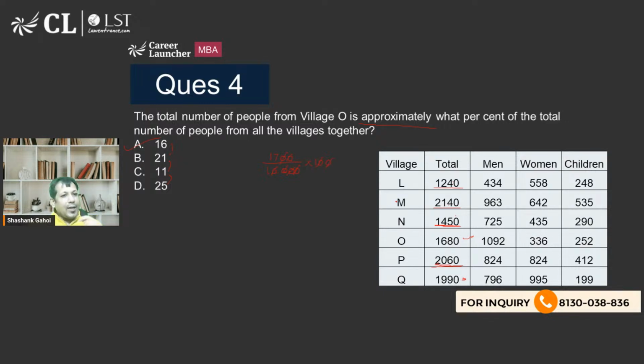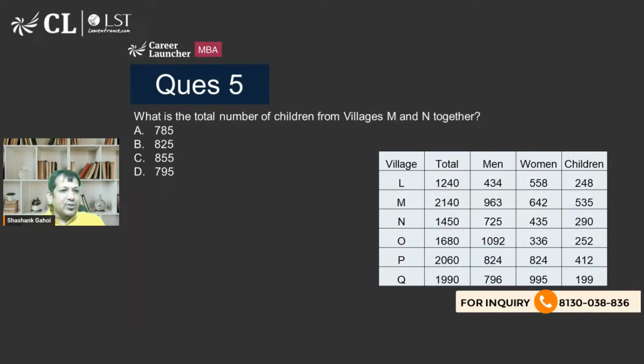Again, whether you should approximate or not depends on the options you have. Why did I approximate? Because I first looked at the options, and the options are far away from each other. That's the reason I am approximating. Now let's move on to the next one. What is the total number of children from village M and N together?